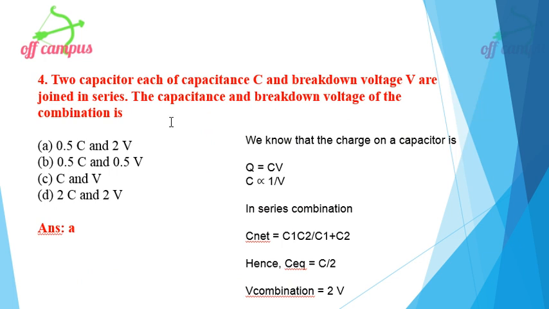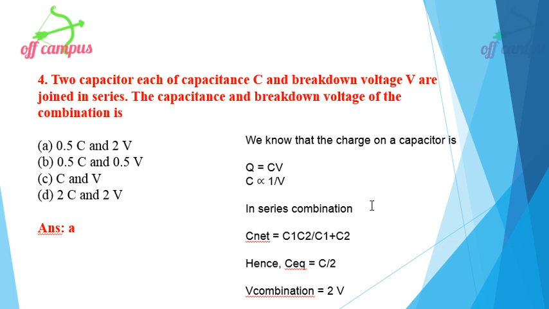Then fourth one, 2 capacitors, each of capacitance C and breakdown voltage V, are joined in series. The capacitance and breakdown voltage of the combination is, 4 different options are given. We need to find out the capacitance value and voltage value. So, what is the charge on a capacitor? Charge on a capacitor is nothing but Q equal to C into V. So, C equal to Q by V. So, C is inversely proportional to V. C proportional to 1 by V. C and V are inversely proportional to each other.